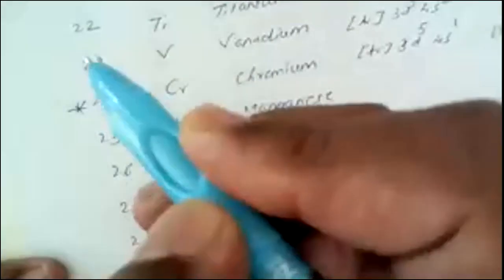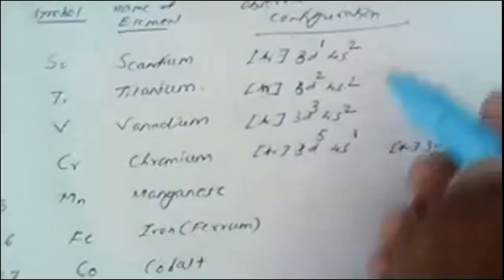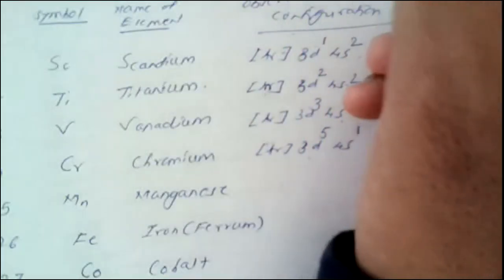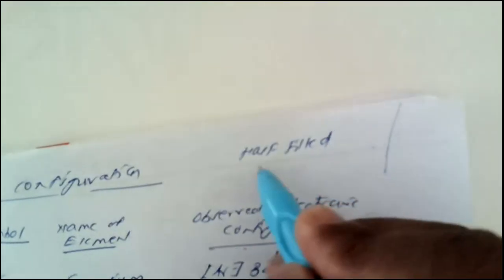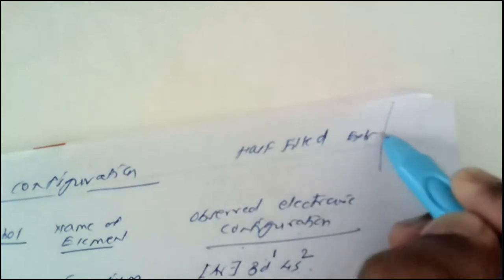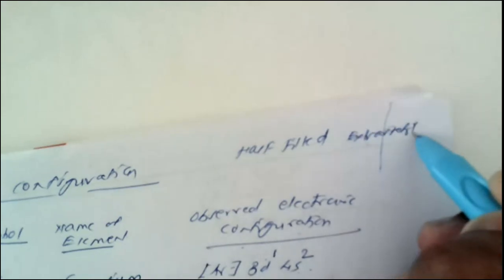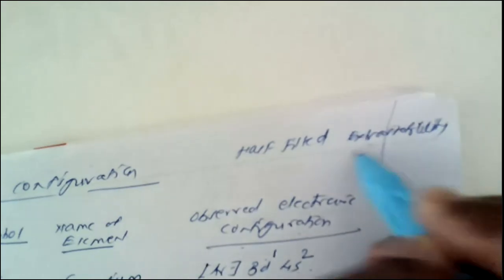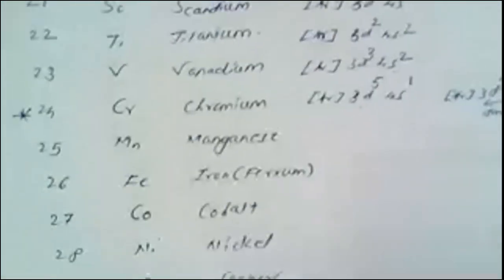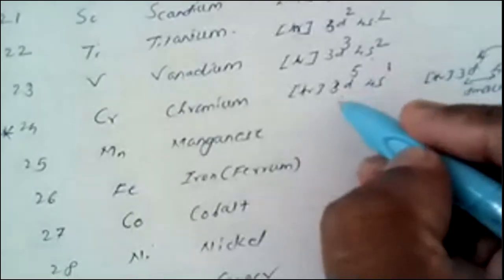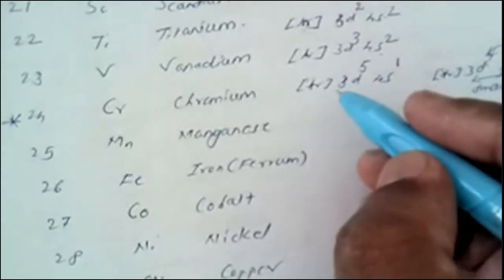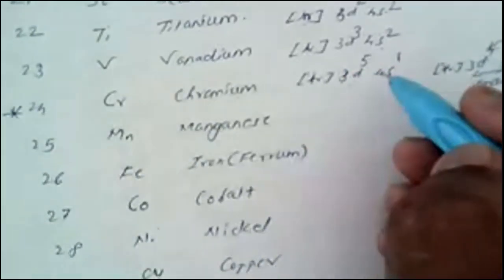This element we have to mark with an asterisk sign, because when the d orbitals are half filled, some extra stability is associated with such half filled orbitals. So to offer extra stability corresponding to a completely half filled electronic subshell, the exchange of electron takes place.